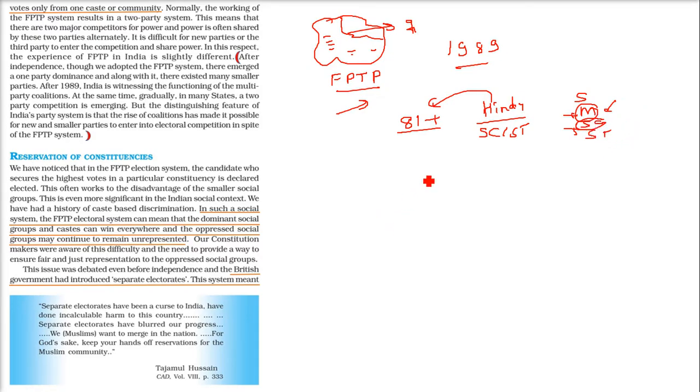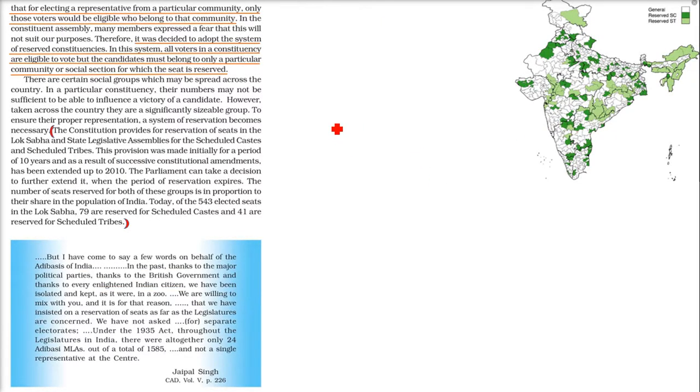The British government had introduced separate electorates. So what was the system of the British? For electing representatives from a particular community, the British divided voters into Hindu, Muslim and Sikh. So only Hindus can vote for Hindu candidates in this constituency. Only Muslims can vote for Muslim candidates. So Hindus cannot vote for Muslims, Muslims cannot vote for Hindus.